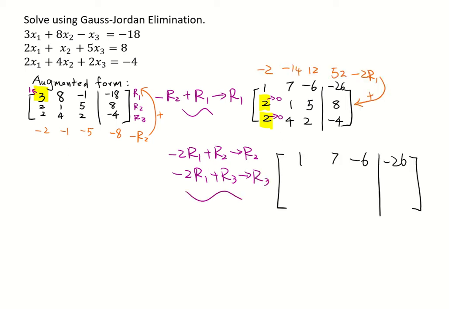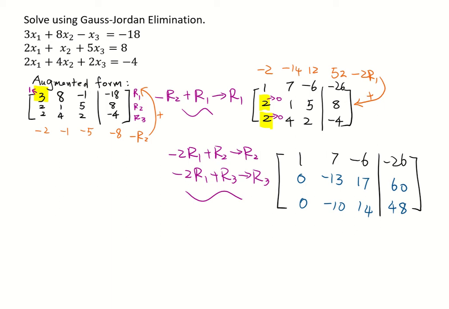First, let's find the new R2. I have 0, negative 13, 17, and 60. Now the new R3, you will get 0, negative 10, 14, and 48. The first column is done.